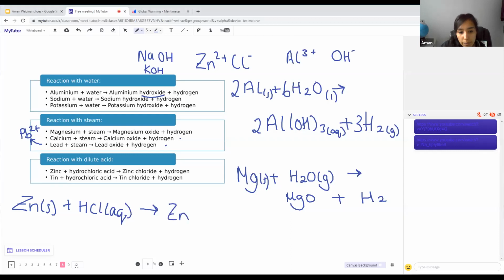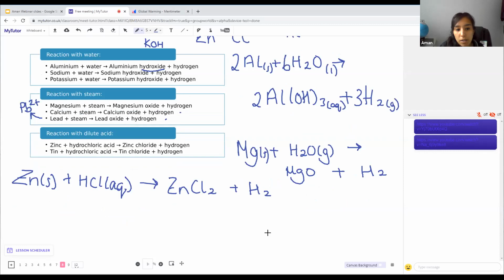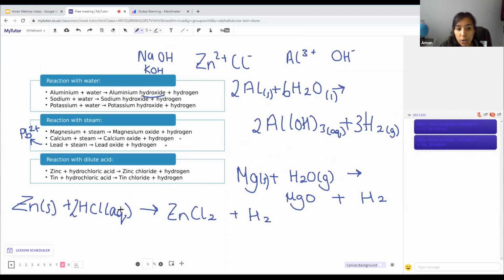ZnCl2, zinc chloride plus hydrogen. So have a go at balancing that. Anyone want to tell me what we need to balance? I'll give you a clue, there's only one thing that needs to be changed. Good, yeah, excellent. So 2HCl, really well done. 2HCl, and that's the fully balanced equation for zinc reacting with hydrochloric acid.